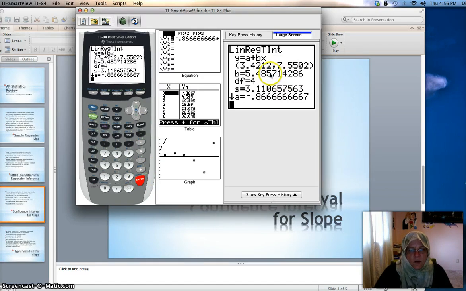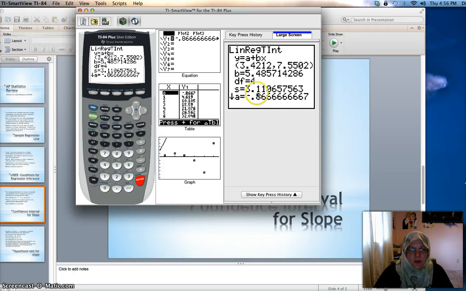So it's saying we are 95% confident that the true mean slope for whatever this is about is between 3.42 and 7.55. When you report this, do report the units. You know, slope has units, and that will help explain what you're talking about. So maybe this is 3.42 to 7.55 feet per mile or something. I don't know what it's about because I just made up the data. But make sure you include context there.